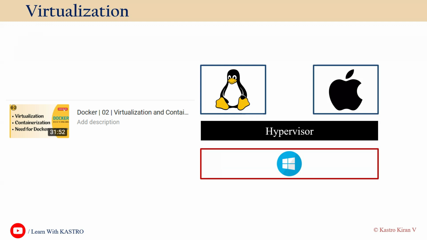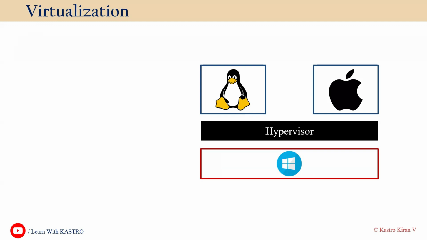So by using hypervisor software, we can launch multiple guest operating systems on top of the host operating system. That's basically virtualization. Now, what are the limitations of virtualization? One major limitation is that scalability is a major problem in virtualization. It's not that easy to scale the number of servers or to scale the capacity of the servers.